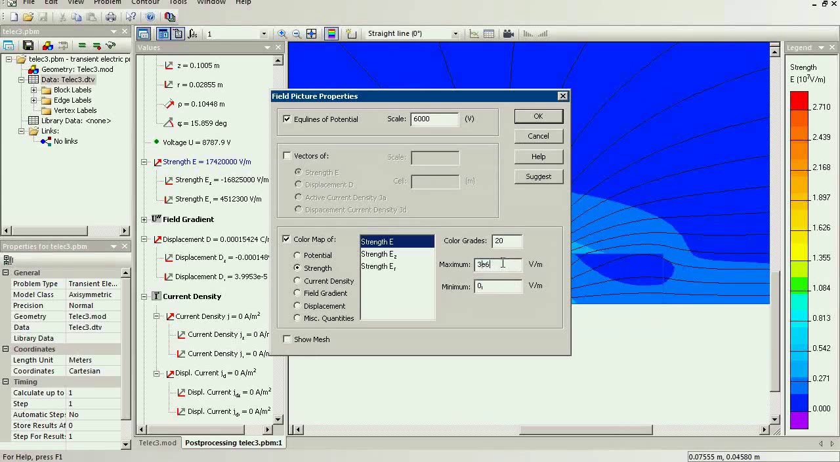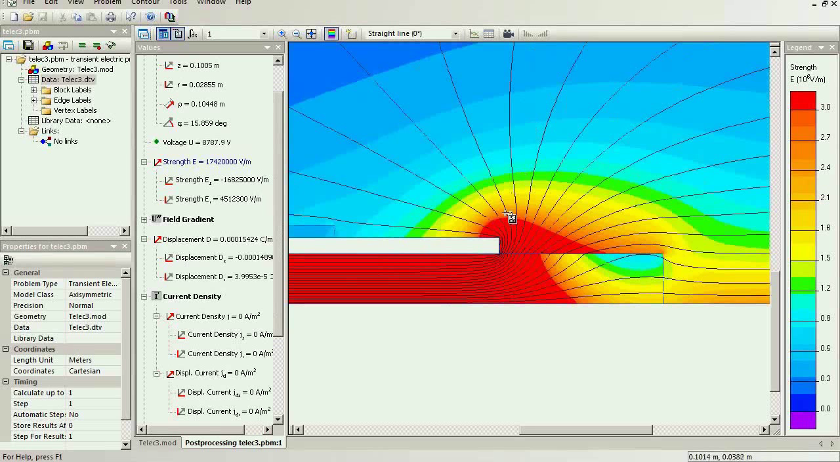To show you better, I will adjust the field picture. I will adjust the scale. This is the breakdown voltage for the air. Here is the conductor surface, insulation, shielding, and the cover. And in the place where the shielding is terminated, the electric field stress is very high.